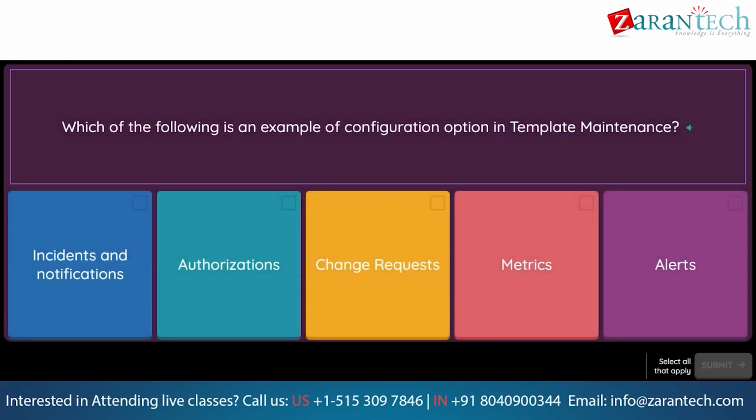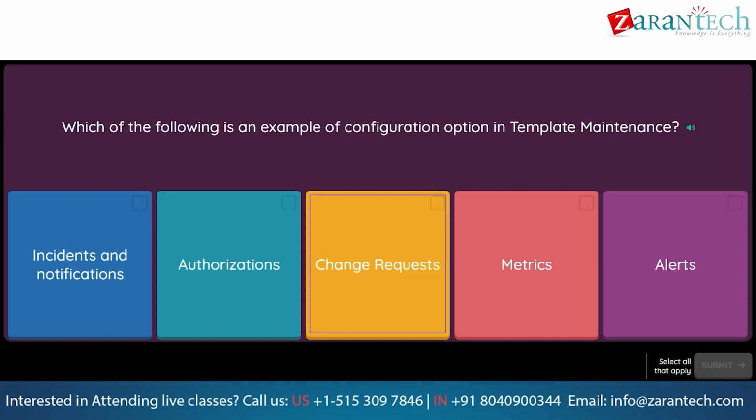Question: which of the following is an example of a configuration option in template maintenance? Option 1: incidents and notifications. Option 2: authorizations. Option 3: change requests. Option 4: metrics. Option 5: alerts.